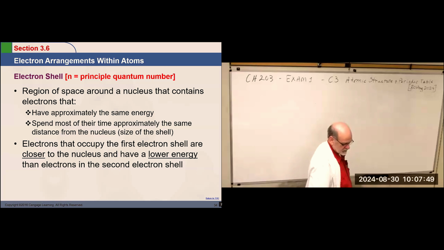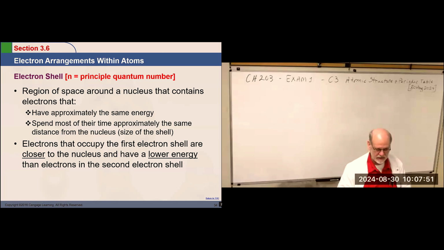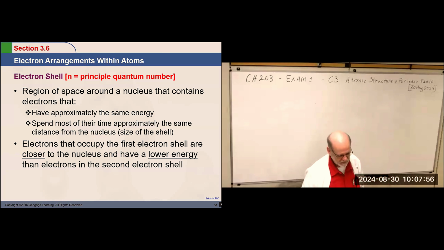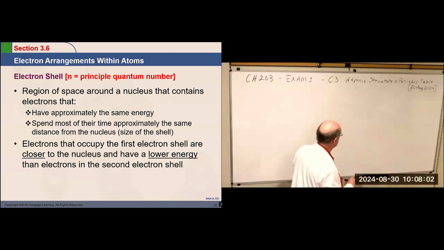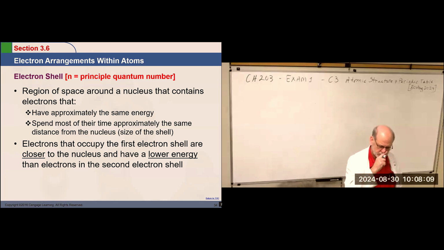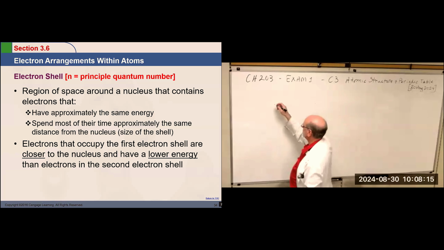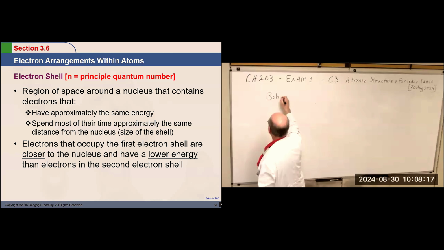All right, now we're going to get into the weeds with electronic structure. Your book calls it the electron shell. This is the principal quantum number. Now, what I'm doing here, I go back to that original slide. I skipped to Niels Bohr and Erwin Schrödinger.